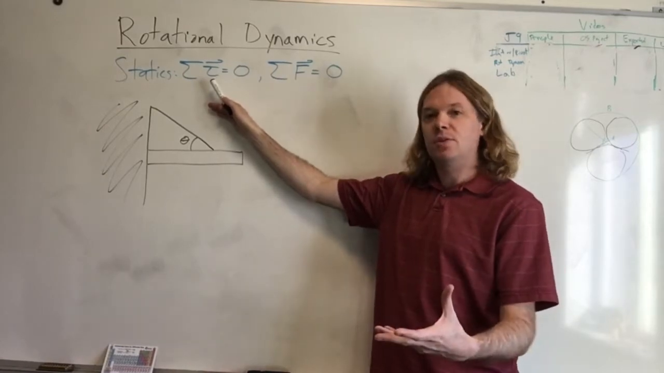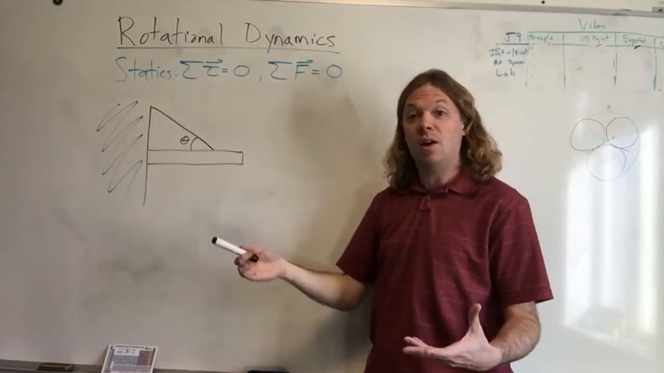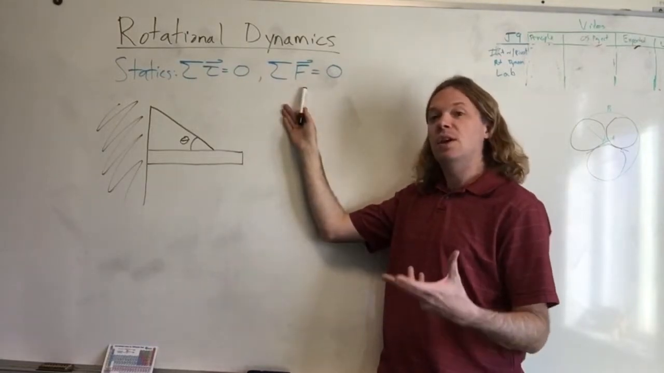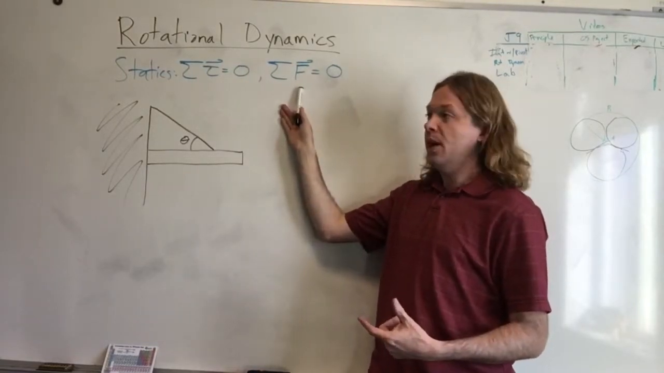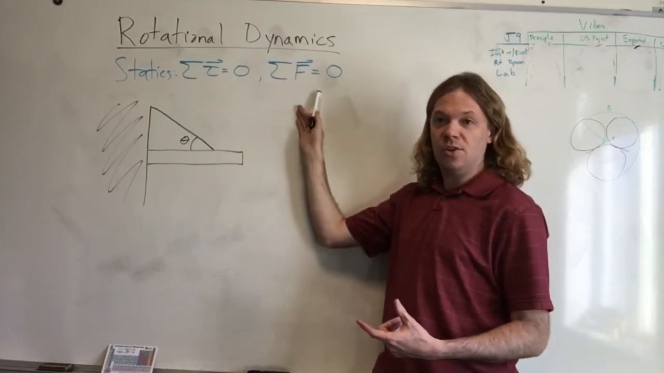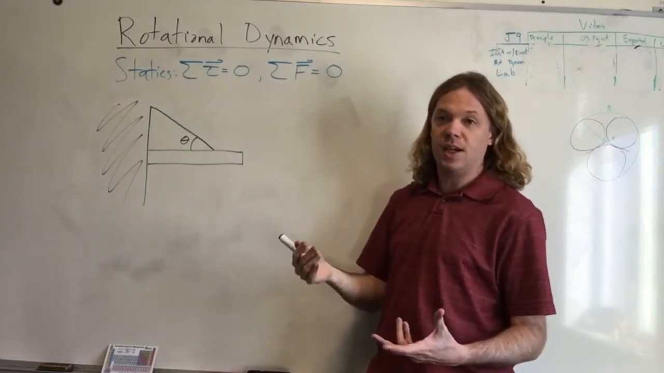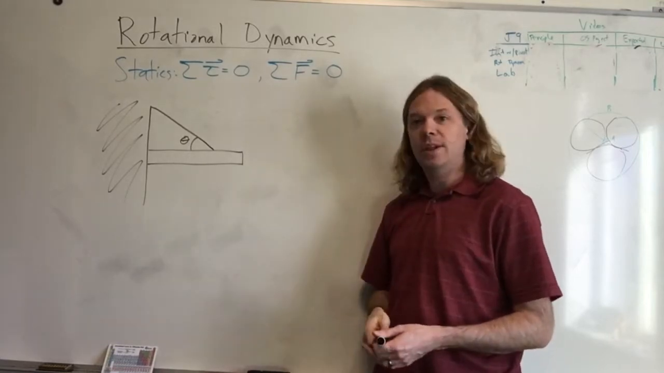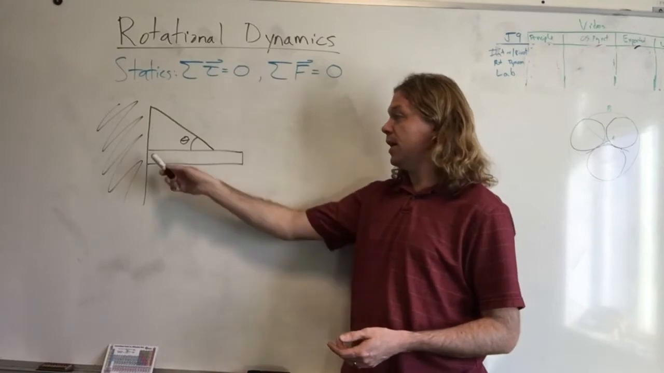But equilibrium also means that the object is not moving at all. It has no linear acceleration as well. So that means that the sum of the forces is also going to be zero. And we'll see that we will need both of these equations in order to fully understand why an object stays in static equilibrium.